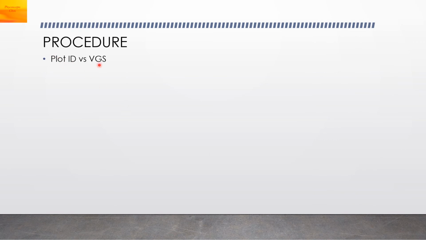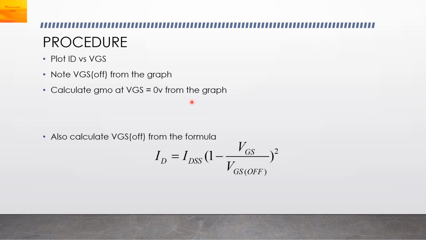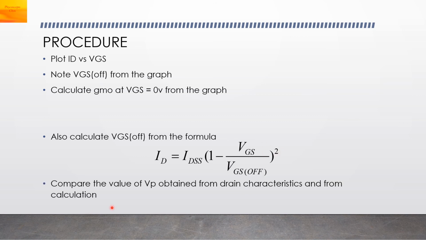Then we plot ID versus VGS graph. We will note VGS off from the graph. Calculate gMO, that is the transconductance, at VGS equal to 0 volt from the graph. Also, we will calculate VGS off from the formula: ID is equal to IDSS into 1 minus VGS upon VGS off, the whole square. Compare the value of VP obtained from the drain characteristics and from calculations.